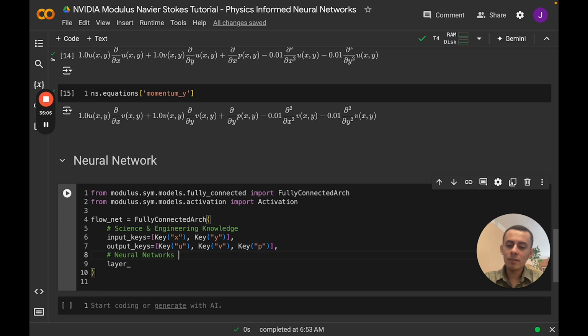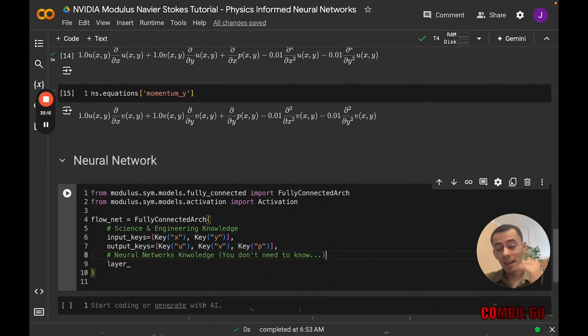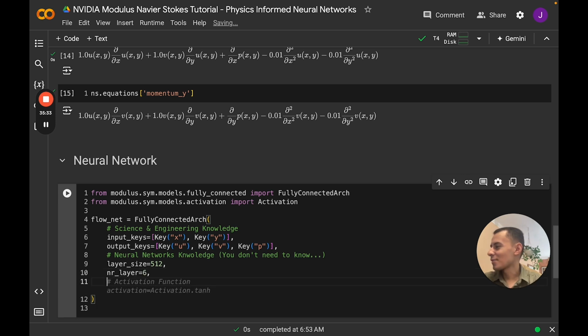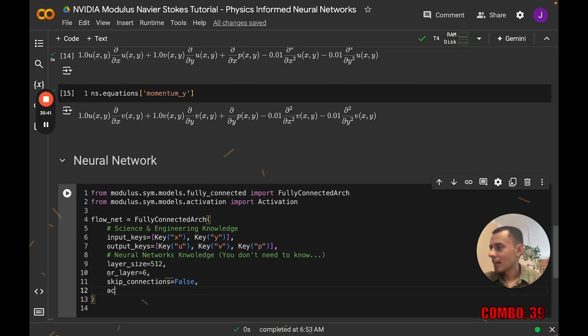Neural networks knowledge, you don't need to know. It's better if you know it, and you're probably going to learn it, I'm sure. I believe in you. But for now, you can just literally copy this. 500 layers in our neural networks, and in our layers, I actually don't know what that is. I need to check. We're going to have another tutorial focusing on these things, I guess. But skip connections, false, activation function.